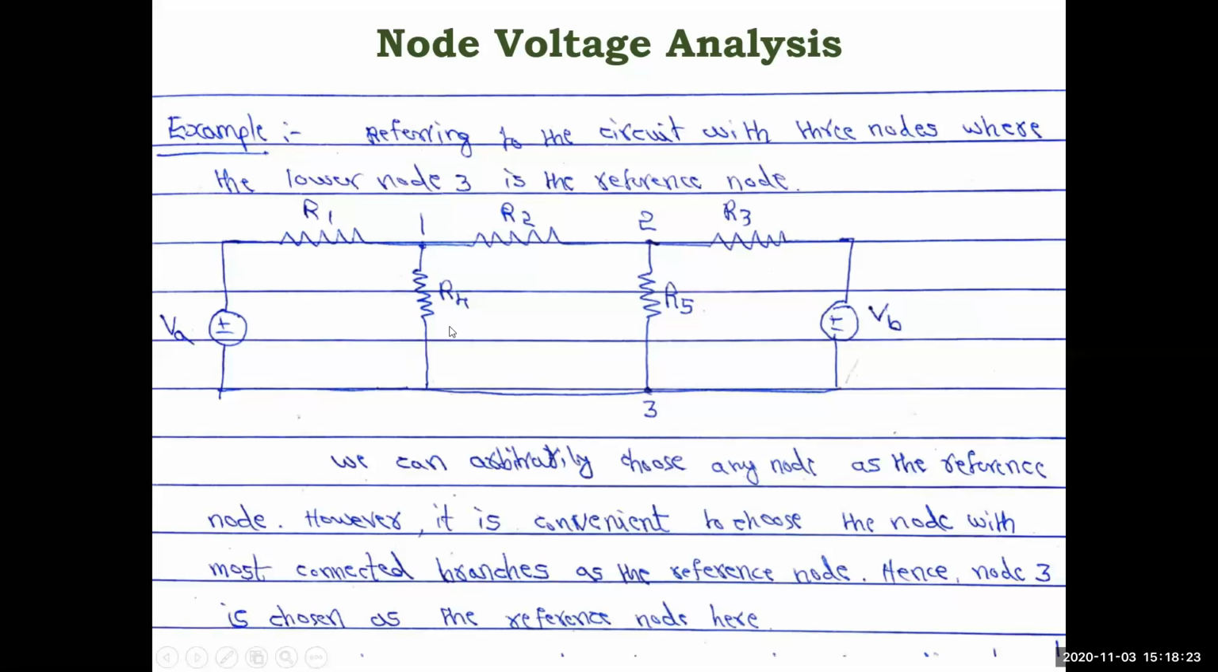In mesh analysis, we write mesh equations, solve for the mesh currents, and then using Ohm's law we find the voltages across the nodes. In node analysis, we find the node voltages using KCL, and then using Ohm's law we find each of the branch currents. Because the voltage is known, you just divide it by the branch resistance and you get the branch currents.